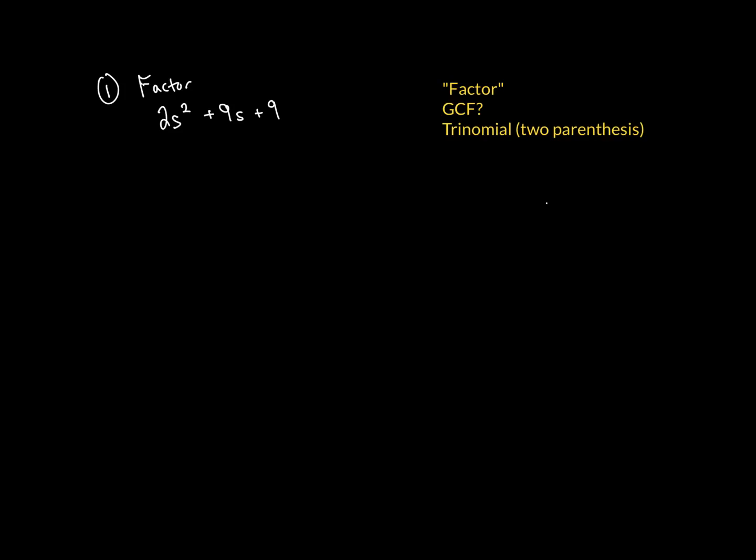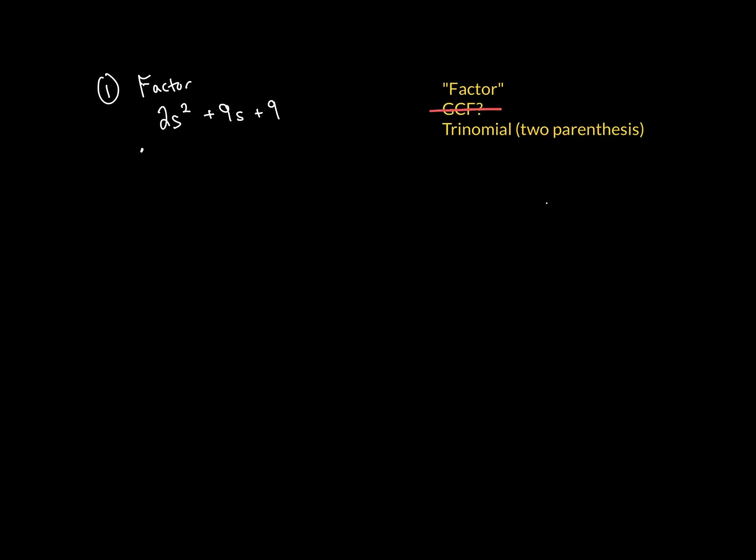In this case, you've got 2, 9, and 9. So number-wise, we can't take anything out of that. No factor in common there. And we can't take s out of everything because that last term, the 9, doesn't have an s in it. So right off the bat, we can go ahead and rule out the greatest common factor part.